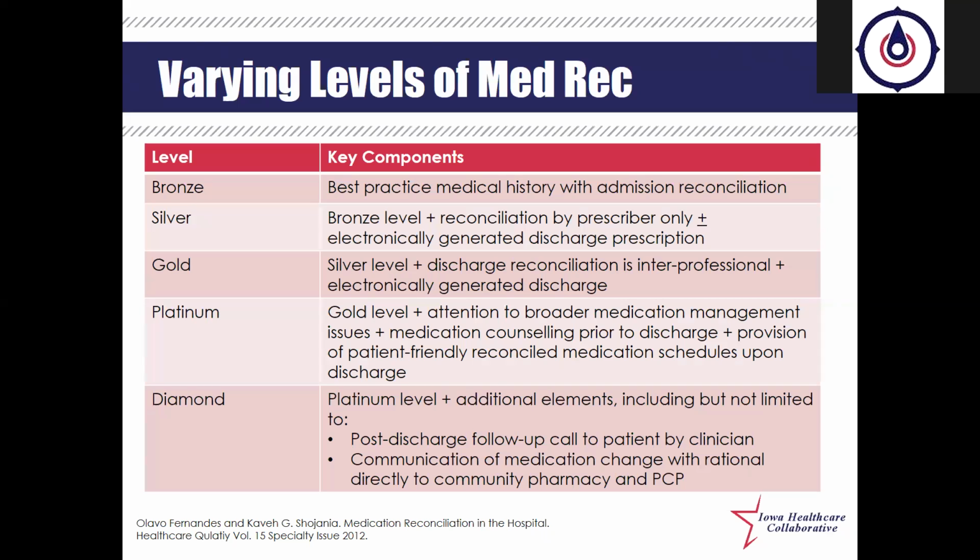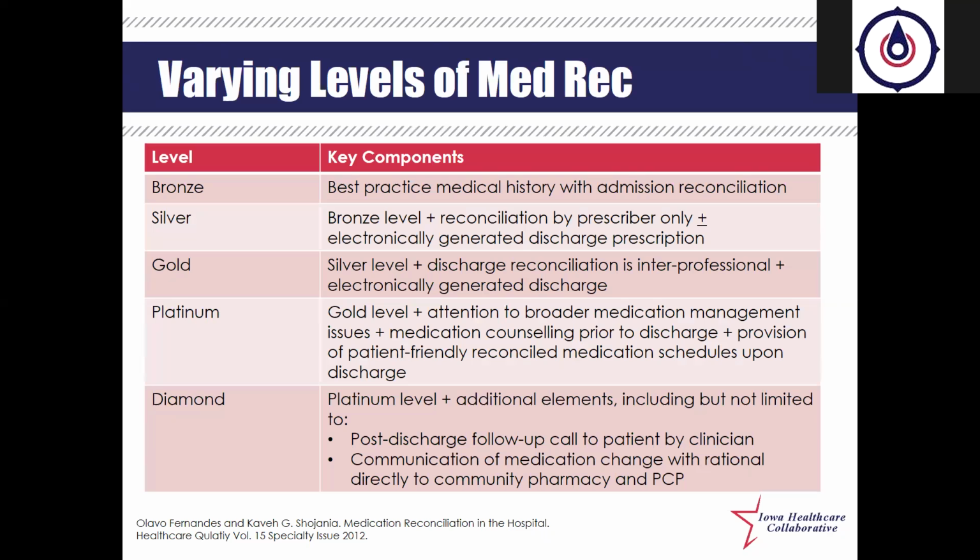So that gets a little confusing, but basically the way I look at this is silver is at admission, and then a prescriber reviews the reconciliation, or it goes into the generated discharge prescription. Gold is going to include everything in silver level, as well as discharge reconciliation being interprofessional and electronically generated discharge note. And then platinum, you're hitting everything in that gold level, but adding a broader medication management overview. So not only how are you taking this, which medication are you taking, but asking, okay, how can I help you better take this medication? What is your understanding of how to take this medication?